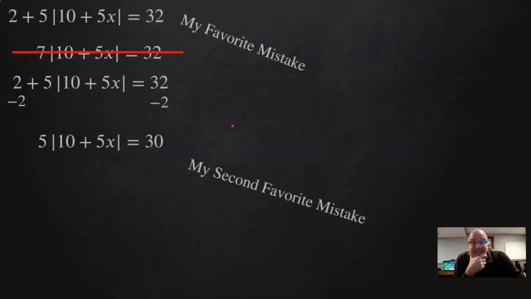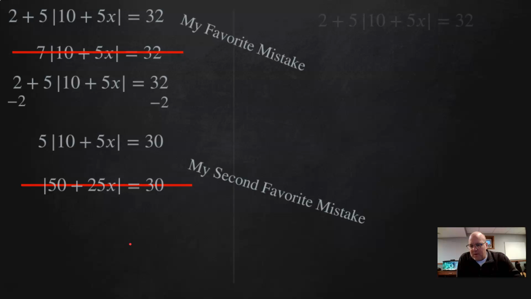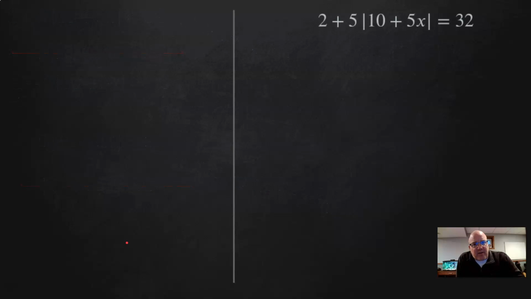And here comes my second favorite mistake. My second favorite mistake is when students treat the absolute value signs like parentheses. So they say, well, I'm just going to go ahead and distribute the 5 to the 10 plus 5x. If this were a set of parentheses, you could do that and it would be perfectly legal. But it's not parentheses, it's absolute value signs. There's a variety of reasons why you cannot do that. I'm not going to get into this in this video, but I'm going to tell you, do not treat absolute value symbols as parentheses because they mean very different things in mathematics. Okay, so having said all that, how do we solve this problem?